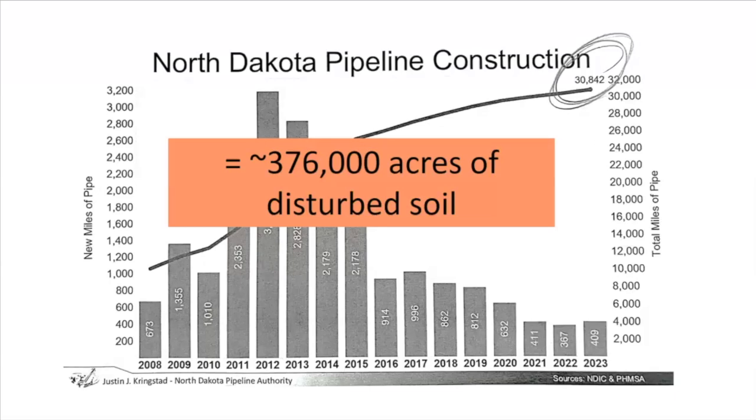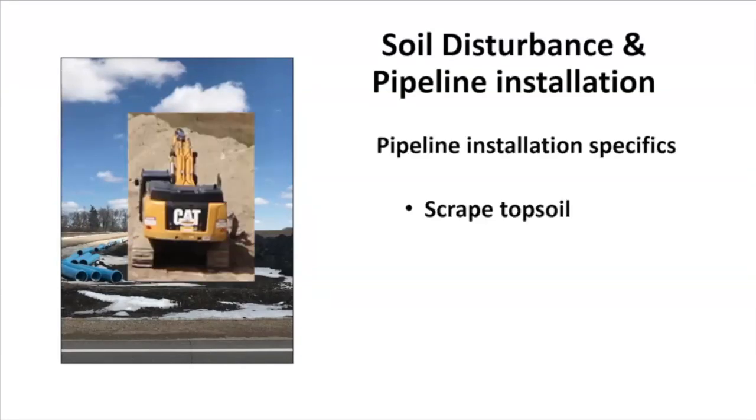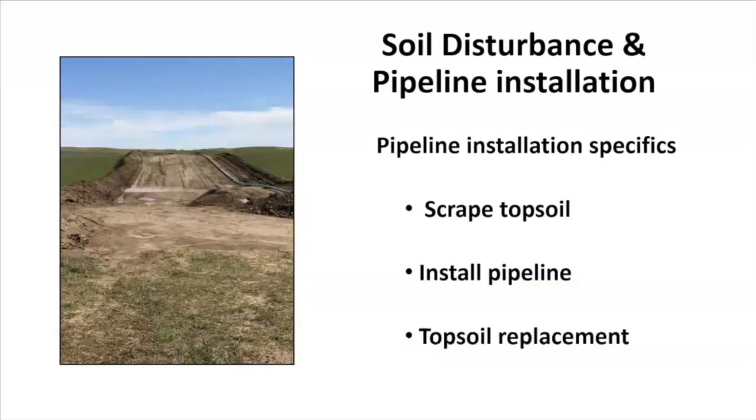We've had a couple of people talk about how important it is to look at this soil disturbance that's happening with these pipelines. So first, we're going to define the specifics of how pipeline installation relates to soil disturbance. As Amanda said before, first we've got to scrape that topsoil. We've got to install the pipeline, and then you replace the topsoil.